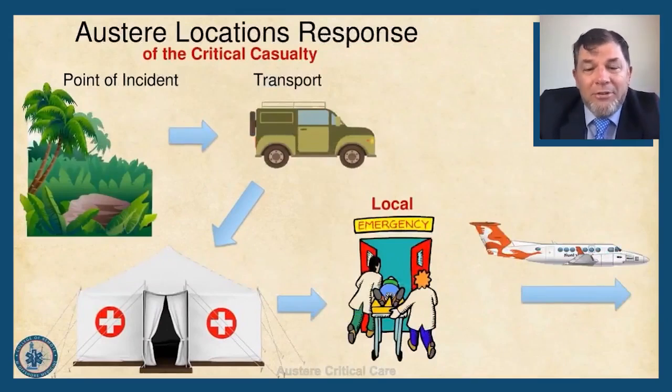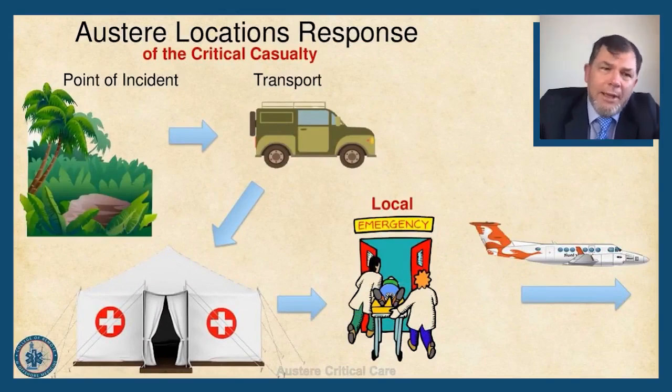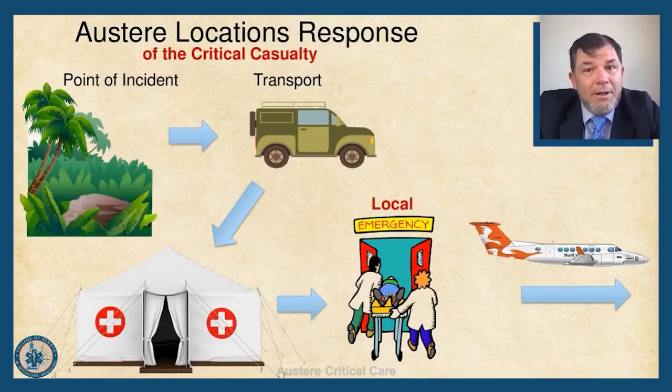Austere environments are a bit different. So there's our point of incident. It's a jungle. We're in the middle of Ghana, and not even Accra. We're way north Ghana, which is an 8-hour drive, or if you're lucky, an hour flight to Accra, where you want that ICU treatment. But it's your job as an austere practitioner to start at the point of incident and start treating this casualty.